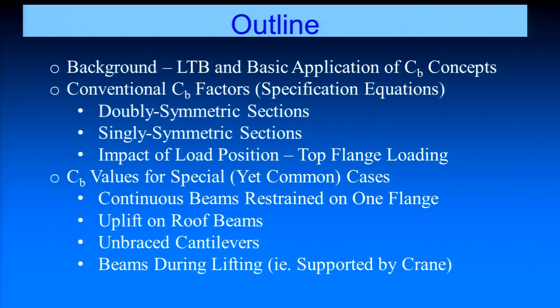We'll then talk a little bit about conventional C sub B factors. These would be factors that are generally going to be in the specification. I'm primarily going to focus on U.S. specifications, so AISC and AASHTO. But if you go north of the border to Canada, they're going to have similar C sub B equations. They may be a little bit different in form, or any other place in the world they'll have a little bit different moment gradient factors. But we'll see how we can apply some of these different things.